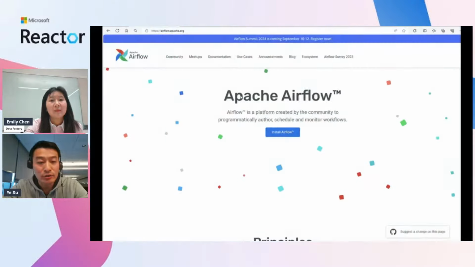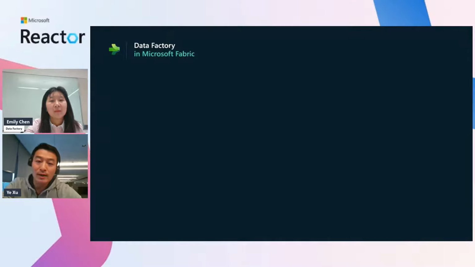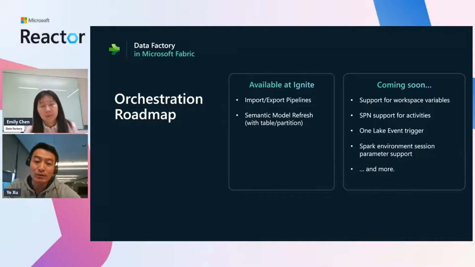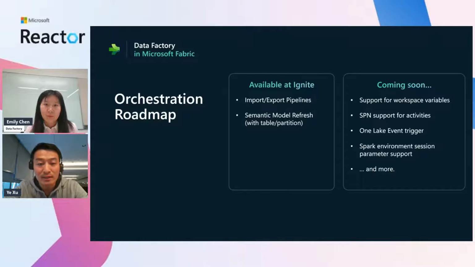In terms of the orchestration roadmap, at Ignite just last week, we announced that you can now import and export your pipeline so that you can easily share your pipeline with your partner to co-work. And we also added a new activity called the semantic model refresh activity so that you can orchestrate refreshing your semantic model in your pipeline.